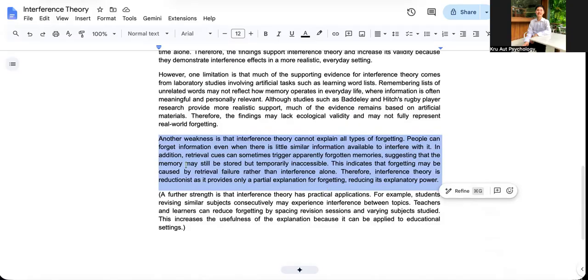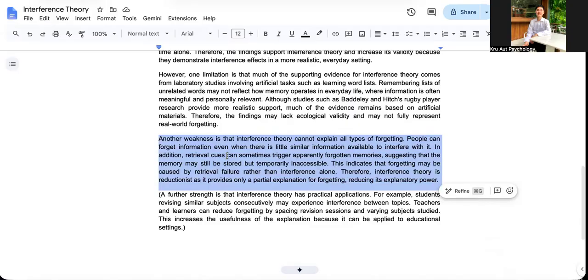So in addition, retrieval cues can sometimes trigger apparently forgotten memory, suggesting that the memory may still be stored but temporarily inaccessible. This indicates that forgetting may be caused by retrieval failure rather than interference alone.